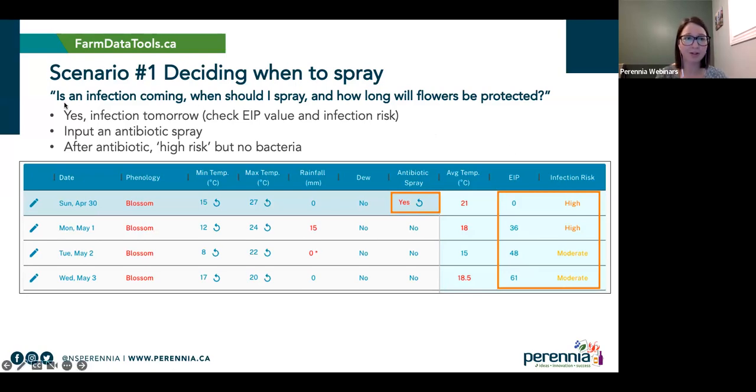So to answer that question, is an infection coming? Yes. When should I spray? It works if you sprayed on the day before the infection. And how long will flowers be protected? Well, according to these temperatures, it looks like an infection won't happen again within the next 3 to 4 days there. So you can continue to monitor that situation.